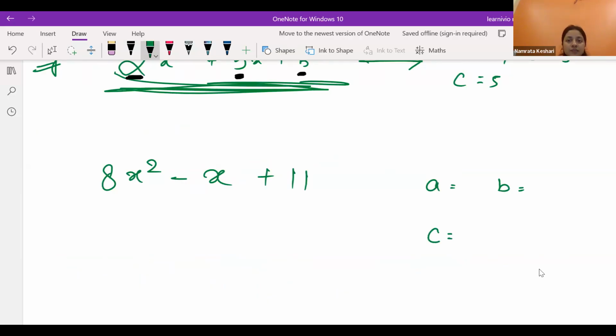Yes, A is 8, B is X, C is 11. C is 11 and B is, okay, B is the coefficient of x. Whatever is multiplied with x is B. So we will say B is minus 1, because nothing is there but the negative sign is there. So we will say minus 1. Are you getting it?